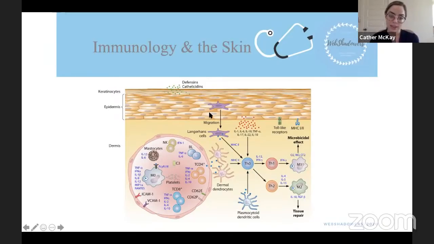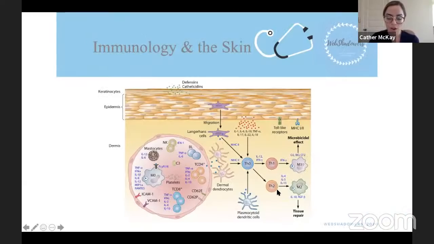And so, like I said, your Langerhans cells, once they are stimulated by an antigen, then they can go and prime a T cell. So you have your T cells that then differentiate into Th1, Th2, and actually Th17 is another type of T cell that's important in the skin and in the immune mediated conditions that we see.